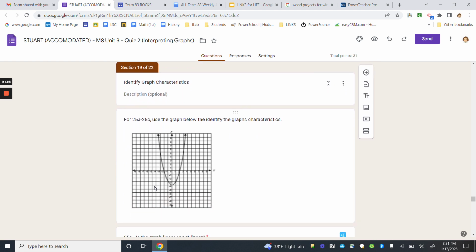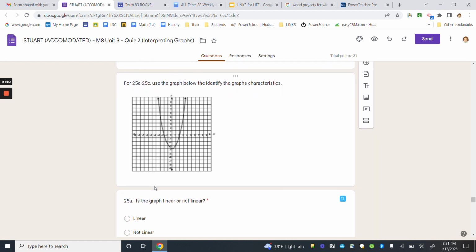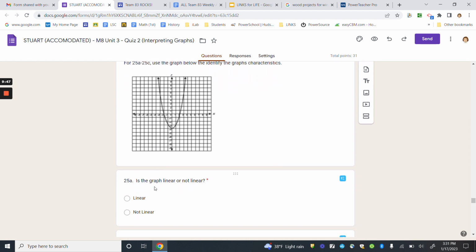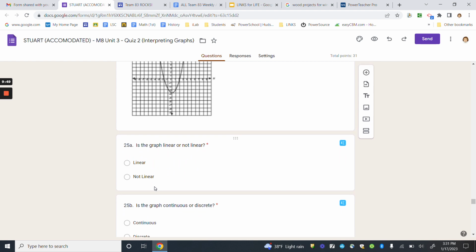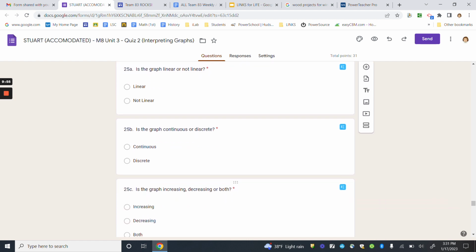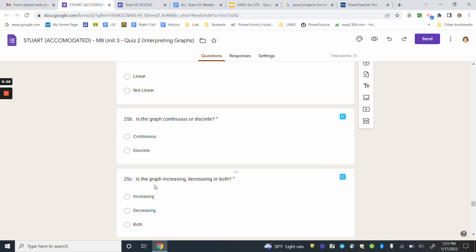Number 25, you're identifying graph characteristics. Take a look at this graph here. Number 25A, is this graph linear or not linear? Linear, not linear. Is the graph continuous or discrete? 25C, is the graph increasing, decreasing, or both?